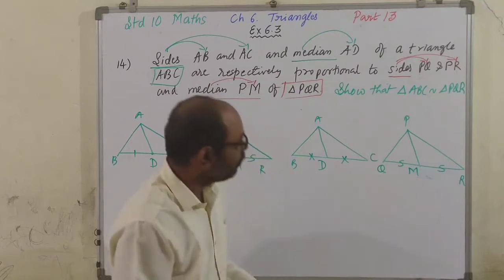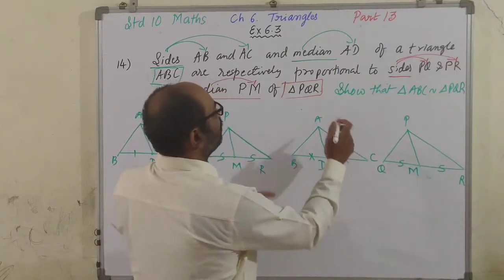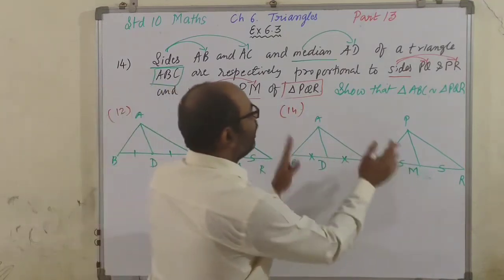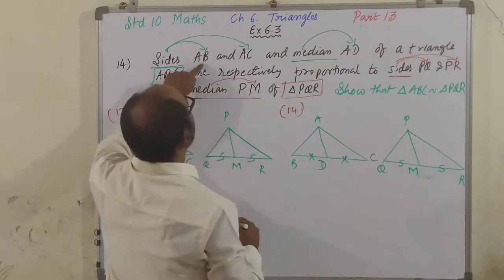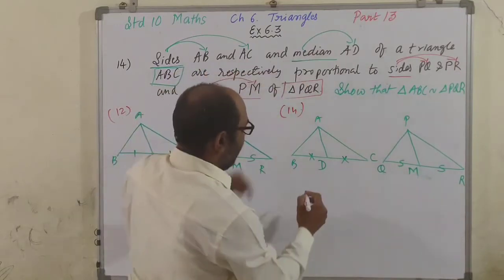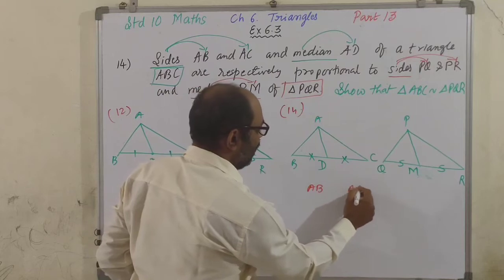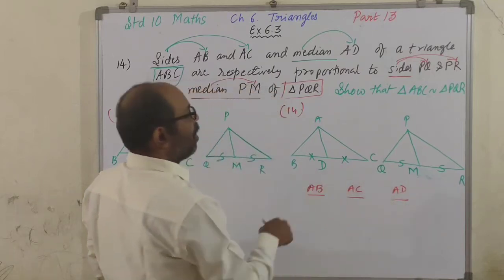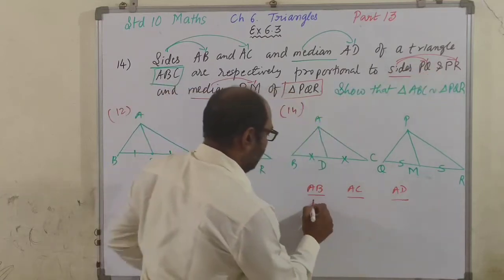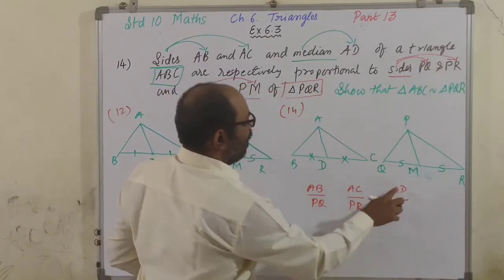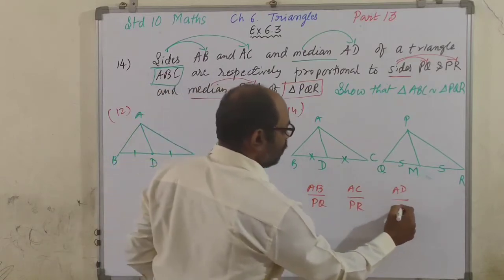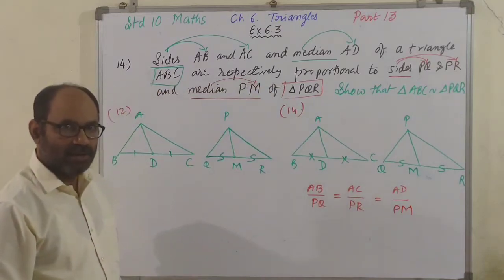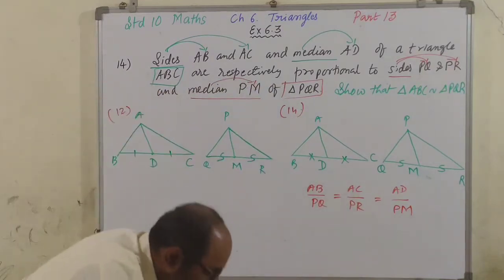Children, I take this as the 14th one, and that was in the 12th. For the 14th one, first we write: AB, AC and AD upon PQ, PR and the corresponding median PM. They are proportional. This is the data. That's all.